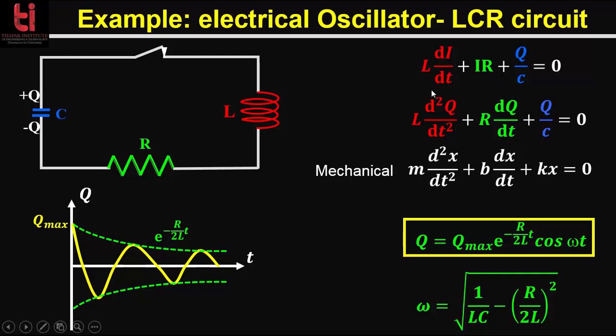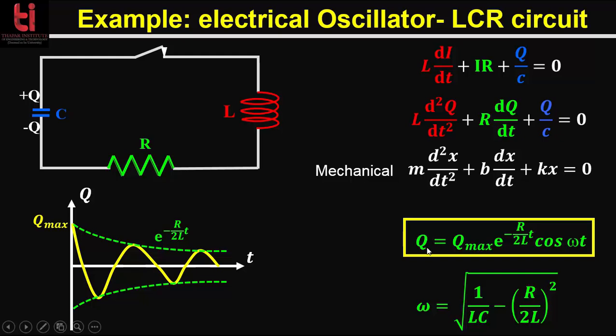So we can write L d2q by dt2 plus R into dq by dt plus Q by C equals 0, where I is equal to dq by dt. Now if we compare this equation with the mechanical case, that is the mass immersed in a viscous fluid, the equation of motion was m d2x by dt2 plus b into dx by dt plus kx equals 0. These two equations are similar, so you can expect that the solution will also be identical.